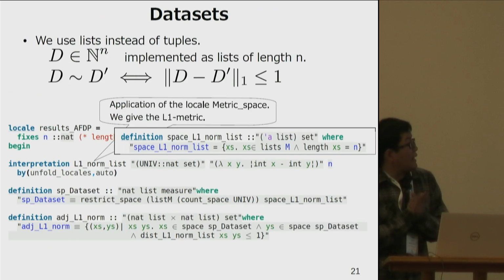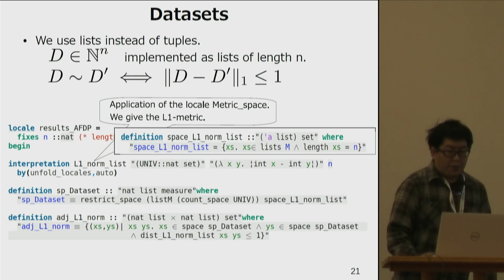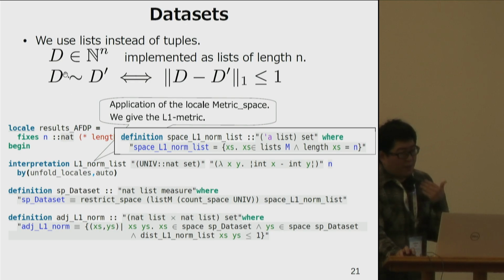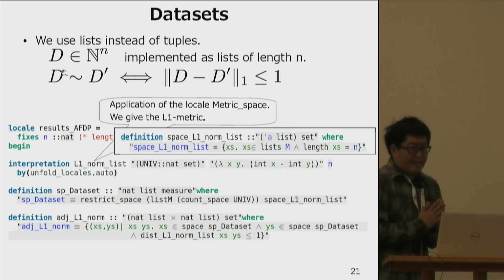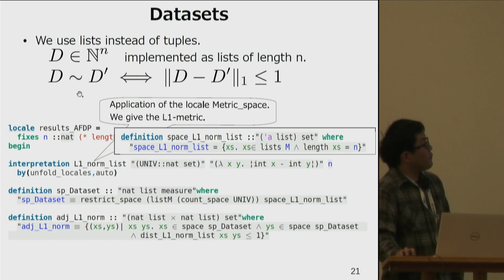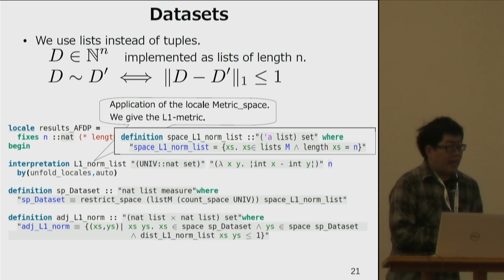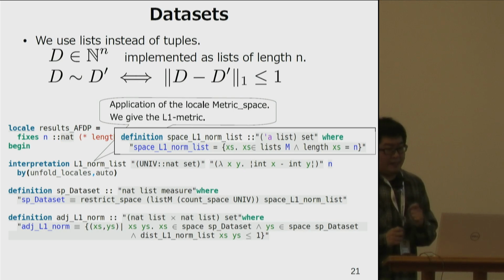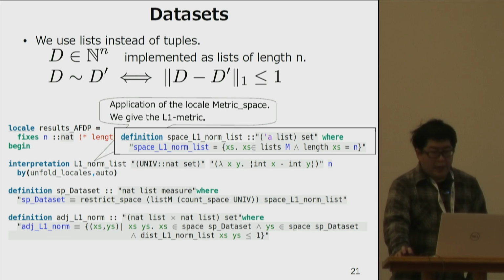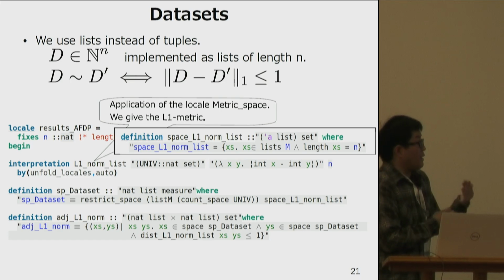So here we remark on the formalization of data sets. First, we use lists instead of tuples. To define the adjacency of data sets, we introduce the L1 metric between the lists. In the construction of such a metric, we use the locale metric space in the standard library of Isabelle HOL.